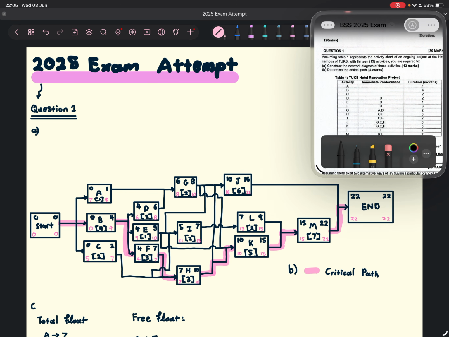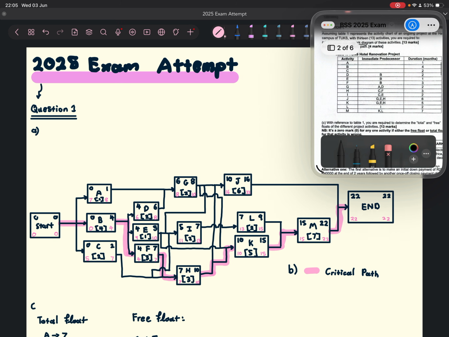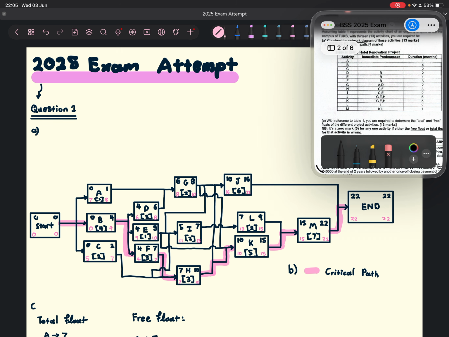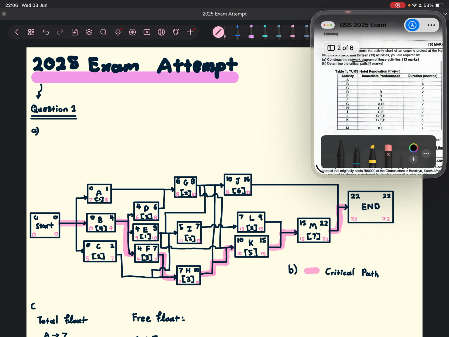Okay, so for the first question, we are asked to draw a network diagram, and we're given the following activities for that network diagram. So when doing your network diagram, the first thing you need to do is draw your start block, and you need to also have an end block, right? And then the first activities we're going to look for are activities with no immediate predecessor, so activities A, B, and C. We're going to look at those first, and we're given the duration of each activity, right?